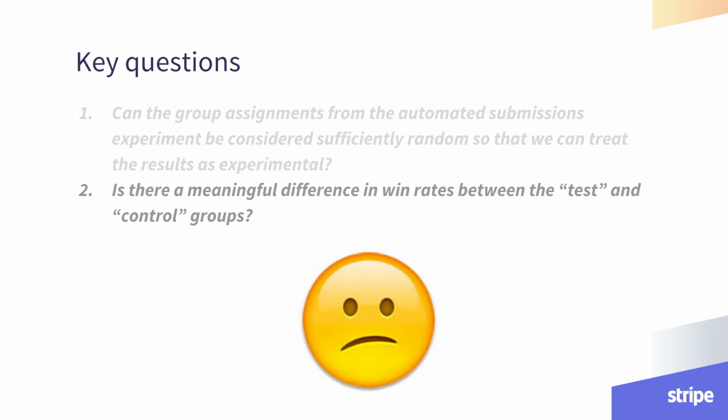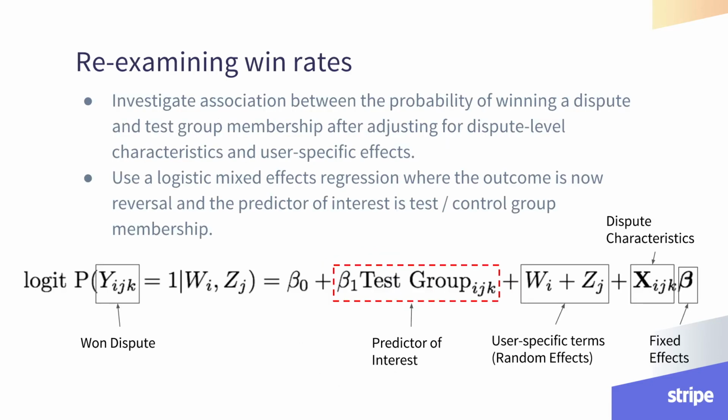Okay, so now can we get a meaningful estimate of the difference in win rates while trying to control for some of these group imbalances? So to do so, we tried to model the probability of winning a dispute as a function of test group membership, while adjusting for some of these different factors like user-specific effects and dispute-level characteristics. And to do so, we used a logistic mixed effects regression model, which is pretty useful for modeling binary data where we have repeated observations from users.